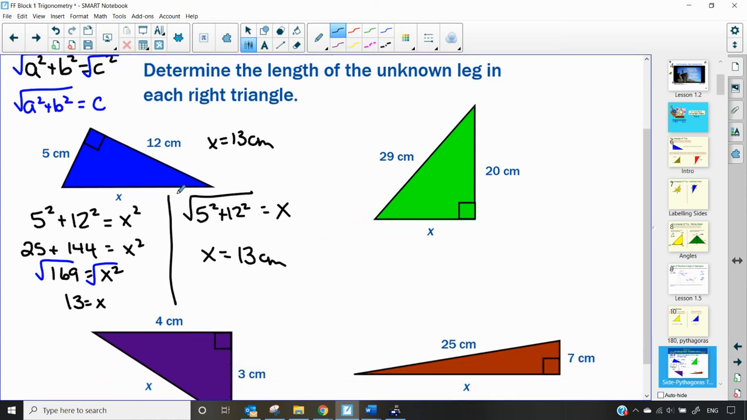Now, when we're doing this shortcut method, so to speak, it's important that you remember that when we have the long side and a short side, then we have to subtract. So I'll again write this out the way we would have done it in junior high.